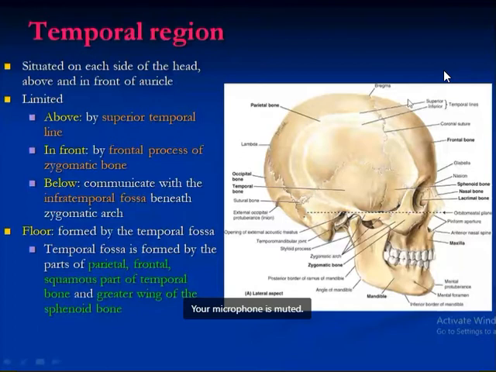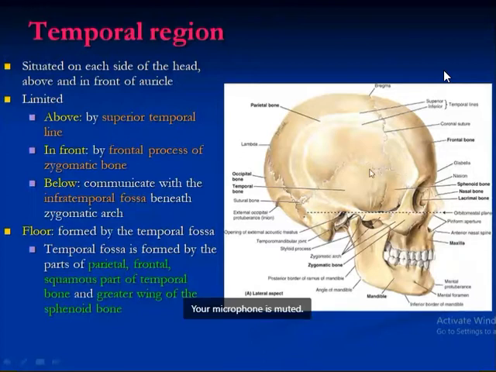The floor of the temporal fossa is formed by four different bones: the squamous part of the frontal bone, the squamous part of the parietal bone, the squamous part of the temporal bone, and next, can you see the small part over here? This one is the part of the greater wing of the sphenoid. So all those four bones will form the floor of the temporal fossa.